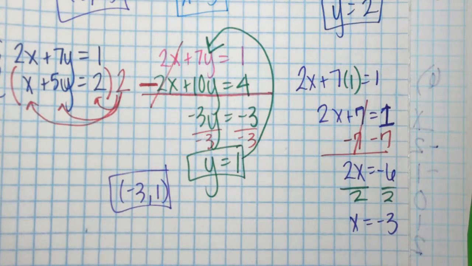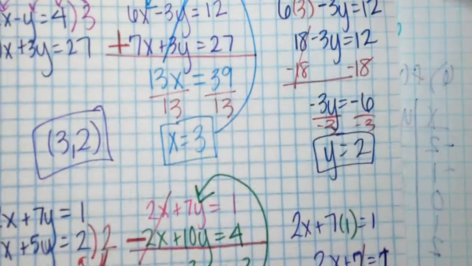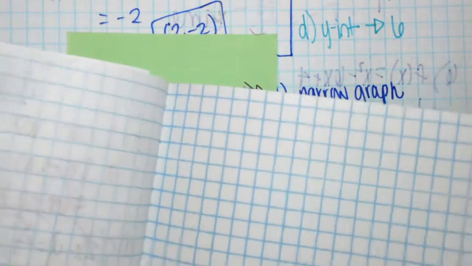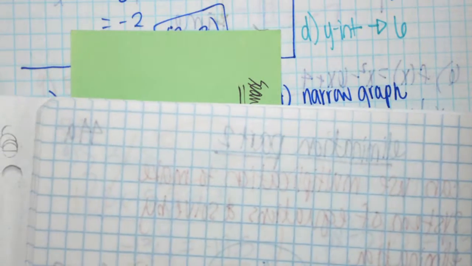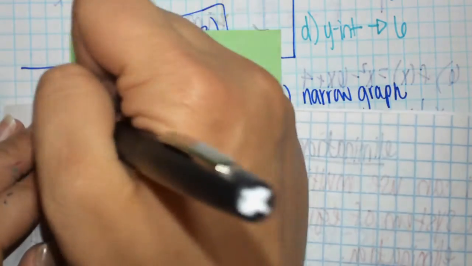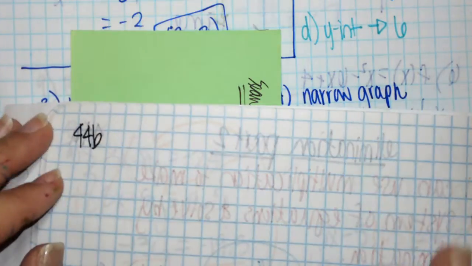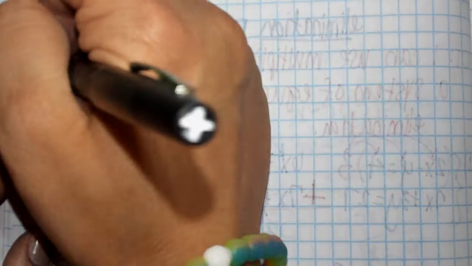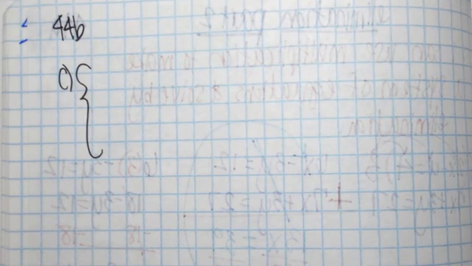Alright, I want you to try this next one without me. About time. Oh, I read my paper. Yeah, that's so mean. Let's go. I'm doing 44 B. Oh, I forgot to number my pages.